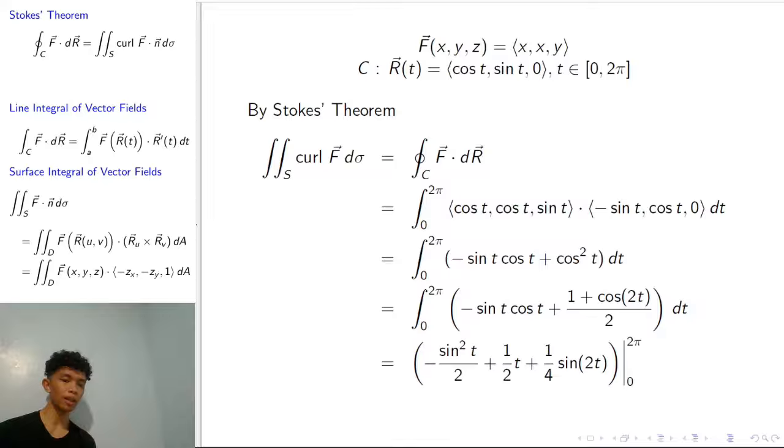Integrate with respect to t, you'll get, for the first term, negative sine squared t over 2. For the second term, you write it out separately as 1 half integrated, that will become 1 half t, and cosine 2t over 2 integrated becomes sine 2t over 4. And this is, of course, for evaluation from 0 to 2 pi. The sine of t and the sine of 2t evaluated at 0 and 2 pi will all be 0. 1 half of t evaluated at 0 is 0, evaluated at 2 pi is, of course, pi. So you'll get, for your final answer for this example, just pi.